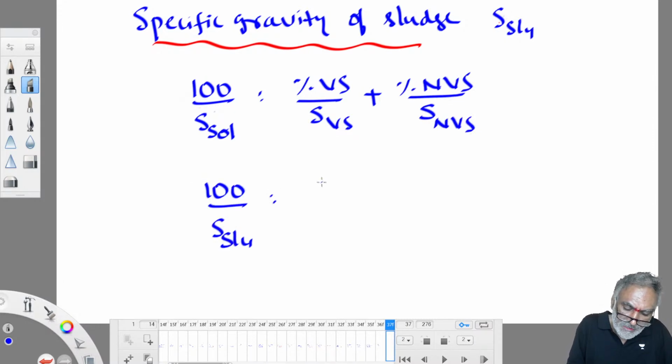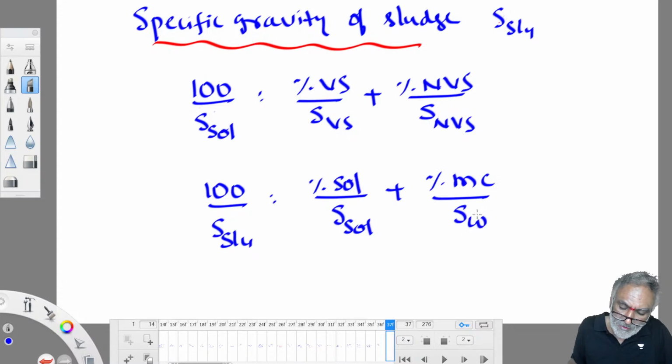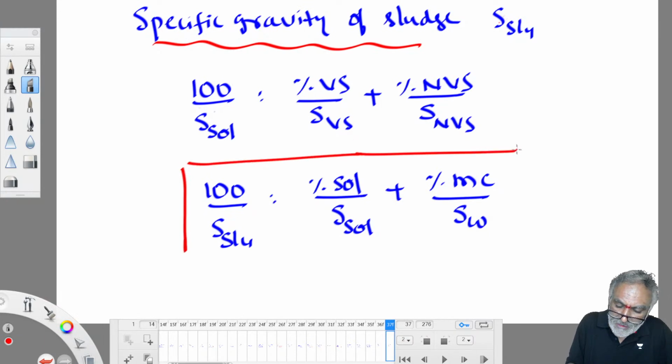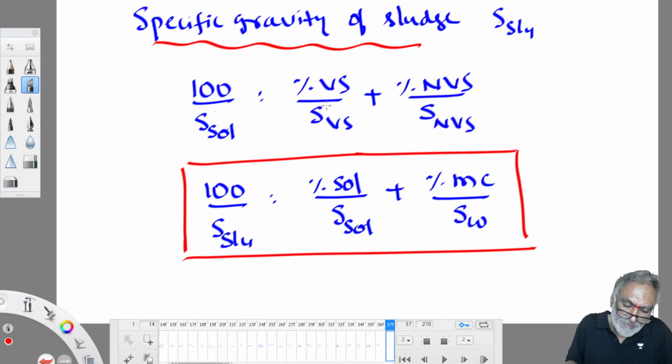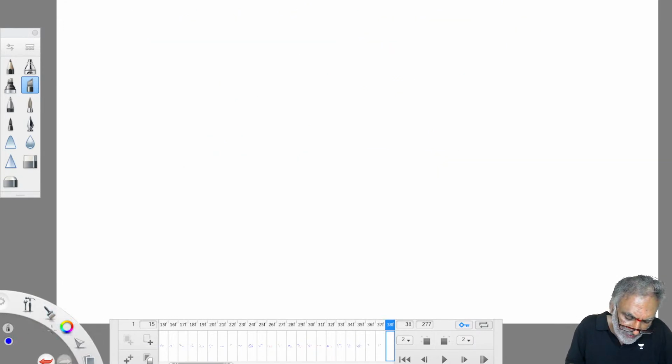100 by specific gravity of sludge is equal to percentage solids in sludge by specific gravity of solids plus percentage moisture content of sludge by specific gravity of water. Moisture content is nothing but water content. So this is how we can work out specific gravity of sludge. To work it out, we require specific gravity of solids. If given, well and good, otherwise we work it out. We will give you percentage volatiles and specific gravity of volatiles, percentage non-volatiles and specific gravity of non-volatiles. Why work out specific gravity of sludge? It is worked out to work out density of sludge. Then density of sludge is equal to mass density of sludge.